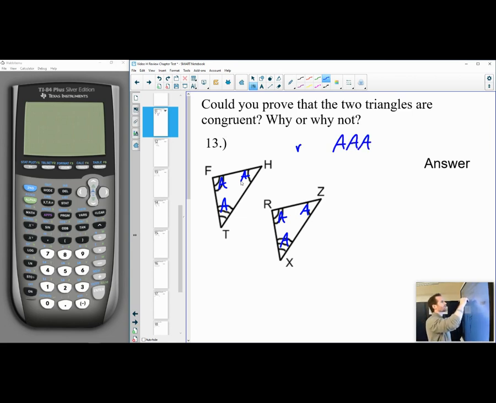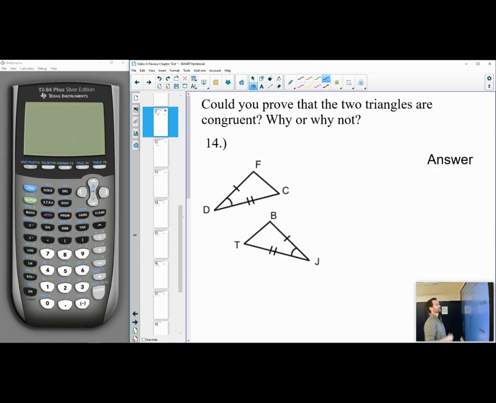Now, angle, angle, angle does not work for congruence. We cannot prove that two triangles are congruent if they have three pairs of congruent angles. So this one's no by angle, angle, angle. These two triangles would be similar, but not congruent.